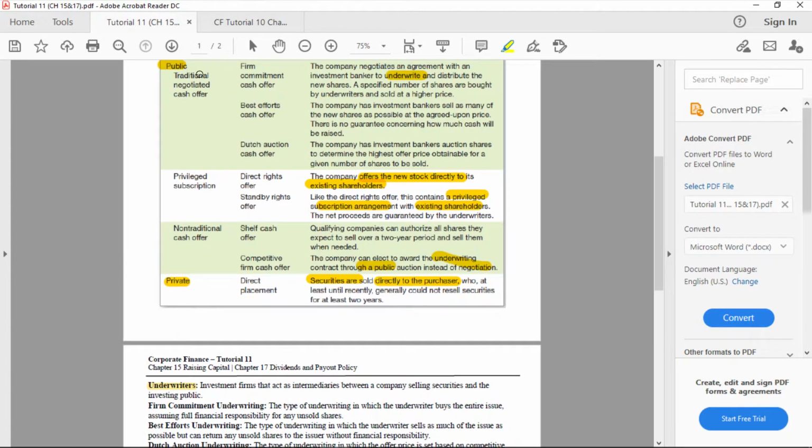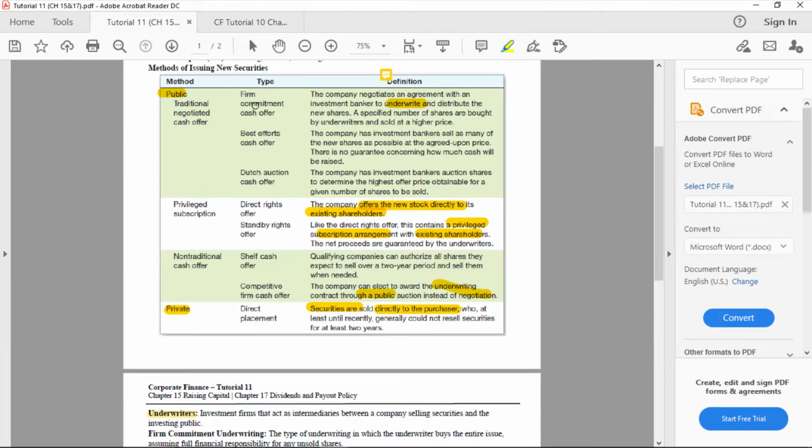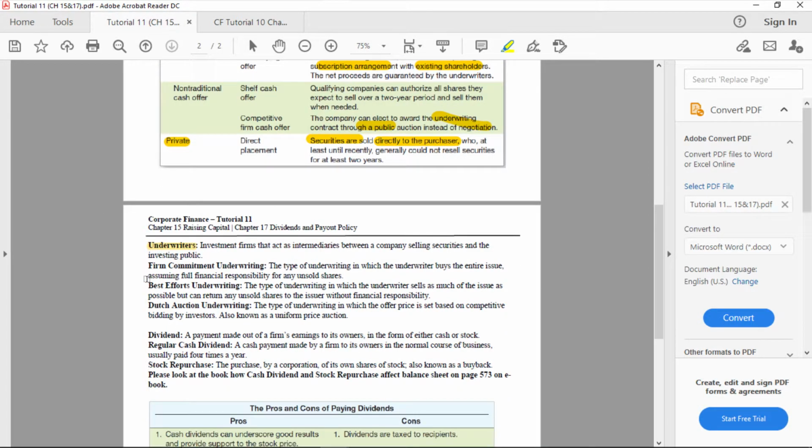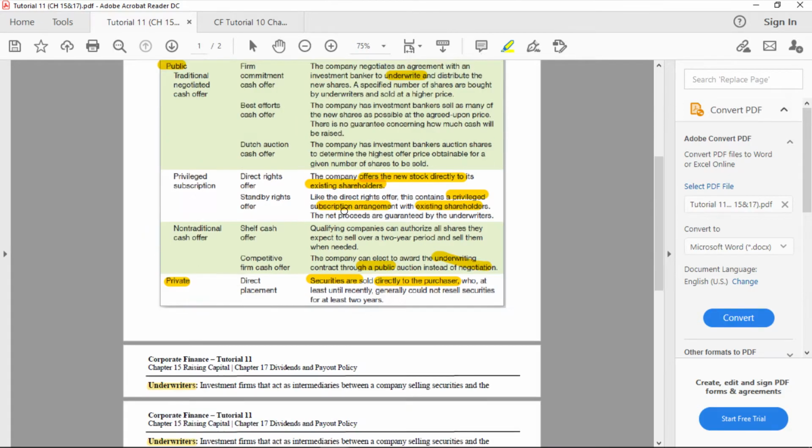Public placement has three methods. You don't have to memorize all the types, but there are three methods of public offering, and there is only one method for private offering. And that's how underwriters work only on primary markets.